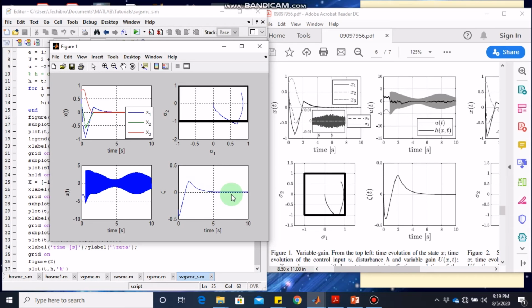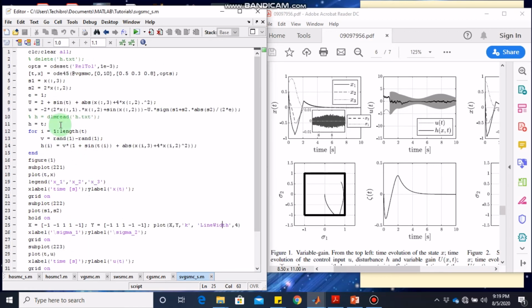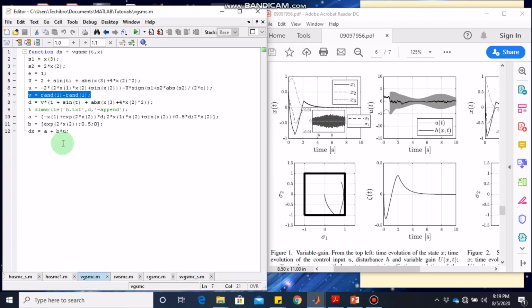All right, so these are the results that you get from this 37 lines of code here, which is not a very difficult code, and then there are 12 lines of code here. So within 50 lines of code you can regenerate the results of this paper.